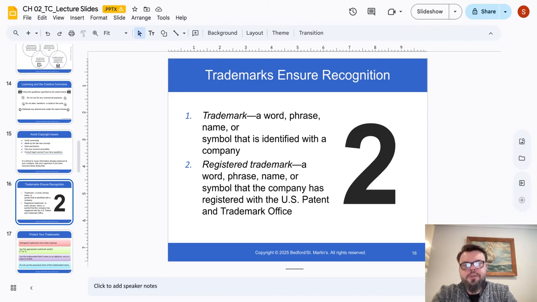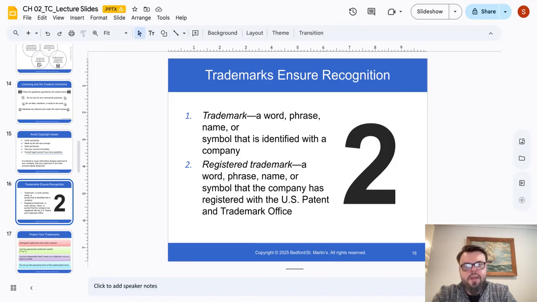The chapter distinguishes between a trademark, which uses the TM symbol, and a registered trademark, which uses the R symbol and has been formally registered with the U.S. Patent and Trademarks Office. Registration provides stronger legal protection, but even unregistered trademarks matter.